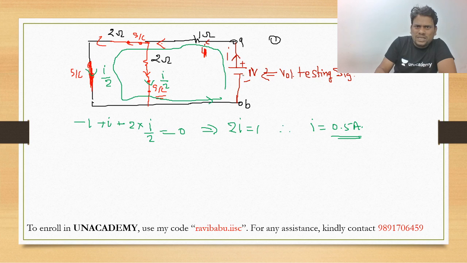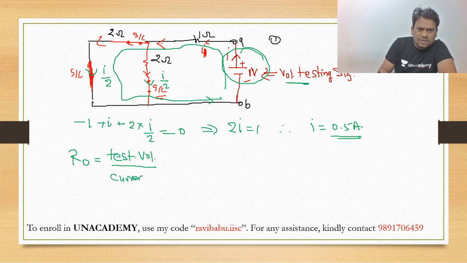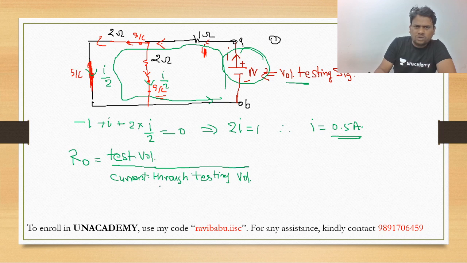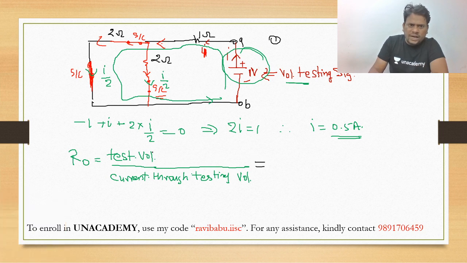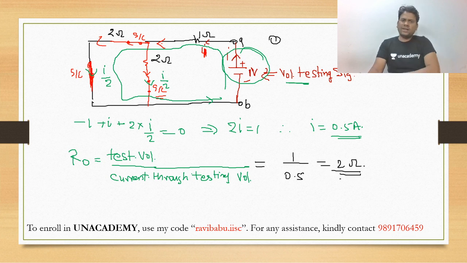So what will be this ratio according to this testing voltmeter? Here we can write, our R naught is nothing but testing voltage divided by current through testing voltage. Testing voltage is 1 volt divided by current through the testing voltmeter, 0.5, so it is nothing but 2 ohm. At this moment all the independent sources are deactivated.